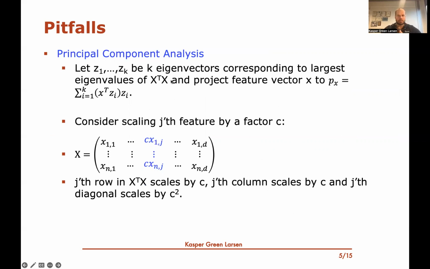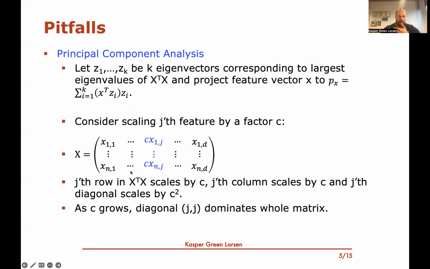Now, we have to compute eigenvectors of X transpose X. So let's see what happens to X transpose X as I scale the jth feature. In X transpose, this is scaling the jth row, and in X, I'm scaling the jth column, which means that in this product, the jth row is scaled by C, all the entries there. The jth column of the product is scaled by C, and the diagonal entry j comma j is actually scaled by C squared.